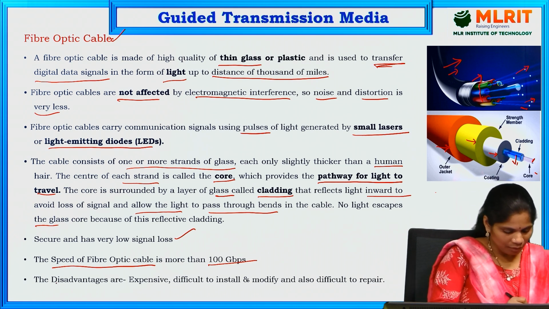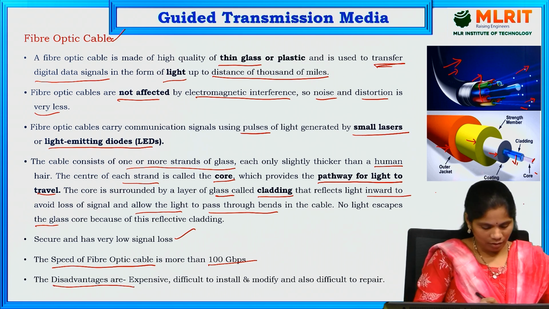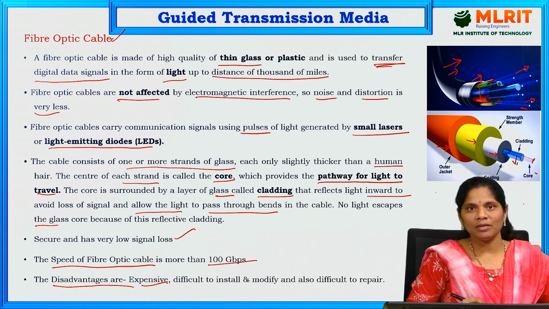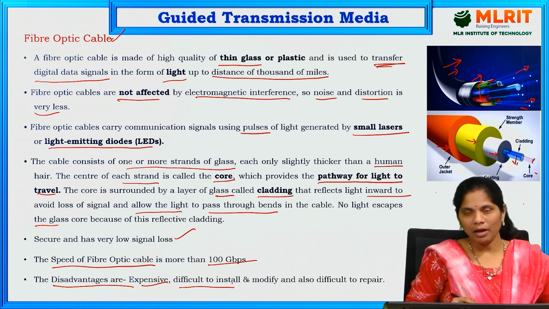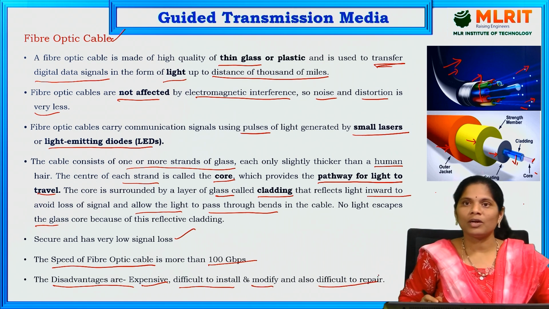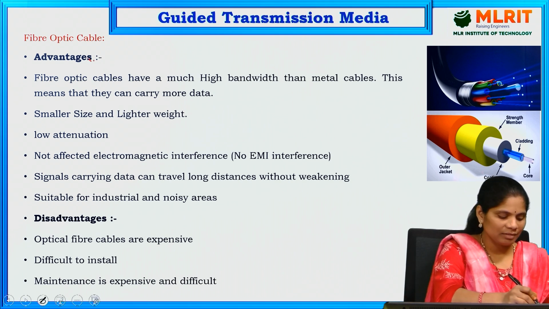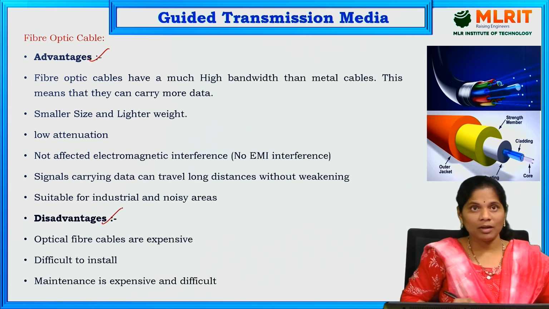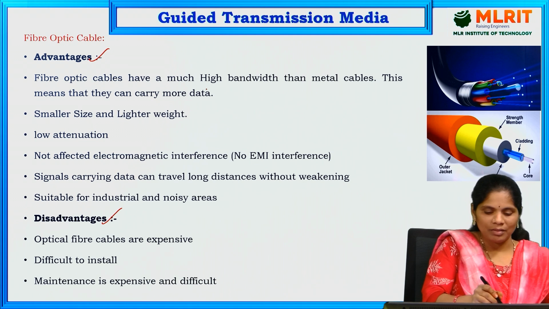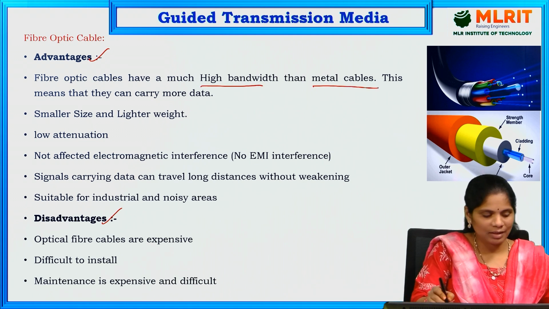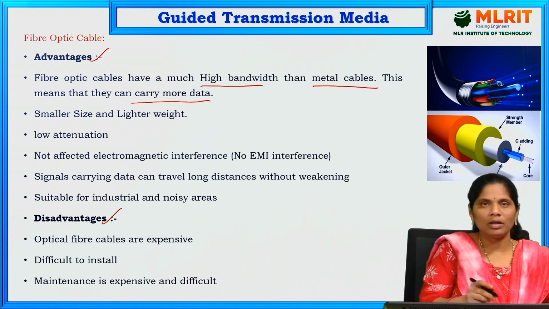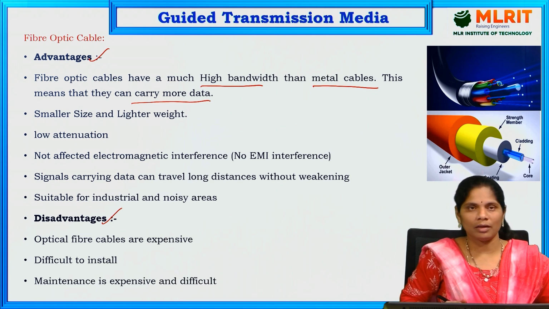At the same time, the main disadvantage is that it is very expensive because the speed is very high. It is difficult to install and modify, and also difficult to repair. If any damage occurs, then it is difficult to repair. This is about the fiber optic cable. And coming to the advantages and disadvantages of optical fiber cable, the cable has much more bandwidth than metal cables. This means they can carry more data. That's why the bandwidth is also very high. It has a smaller size and lighter weight. Fiber optic cables have a smaller size and lighter weight.